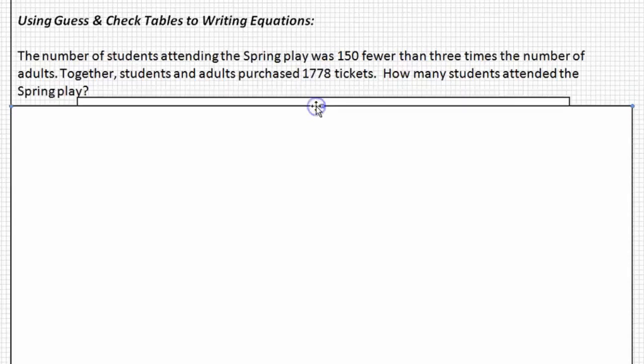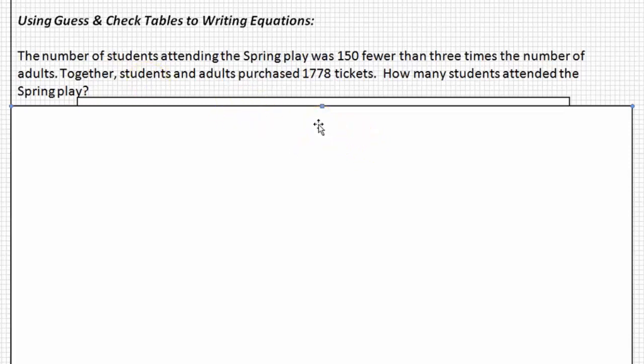Here's a typical problem that you might be asked to use a guess and check table to solve. But this time we're going to set up a guess and check table and use that to write our equation. So here's the problem. The number of students attending the spring play was 150 fewer than 3 times the number of adults. Together, students and adults purchased 1,778 tickets. How many students attended the spring play?